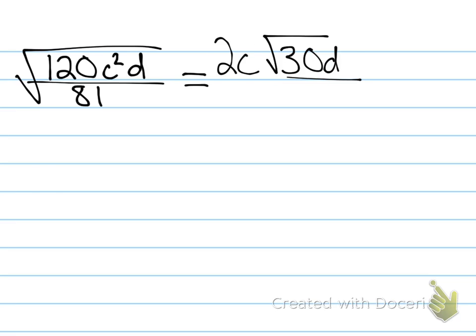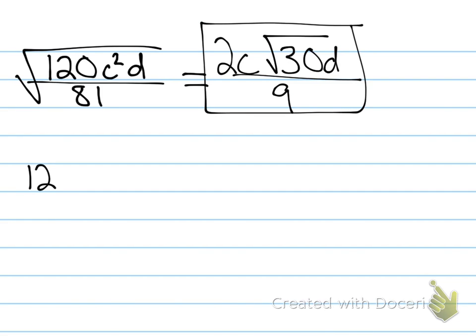All right, so now I give you a fraction to simplify. All I'm going to say is simplify the expression. So you're pulling out your perfect square factors. You're leaving under the radical anything that's not a perfect square. Your calculator can compute the number parts of it, but you have to decide on the variables which ones you can pull out and which ones stay underneath. Okay, so when I take the square root, did you get 2c square root of 30d over 9? Okay.